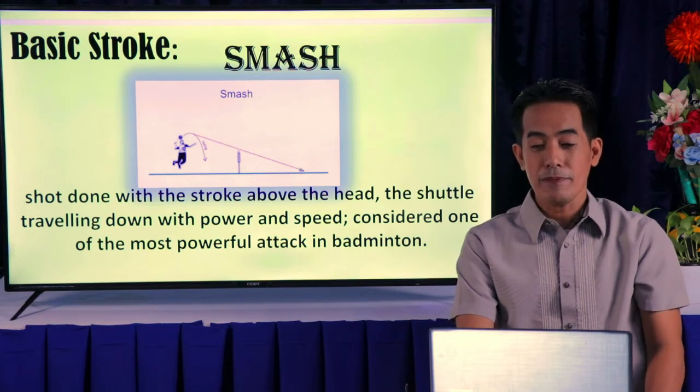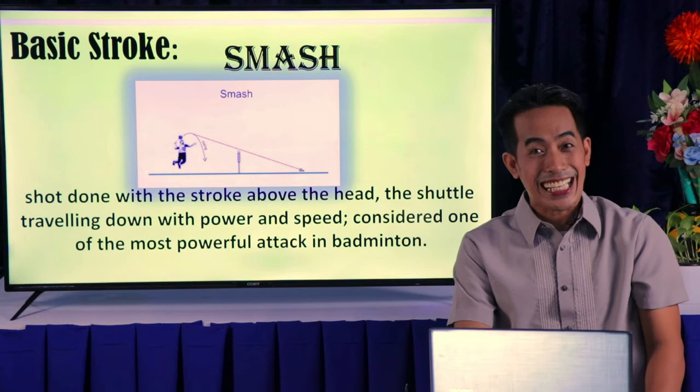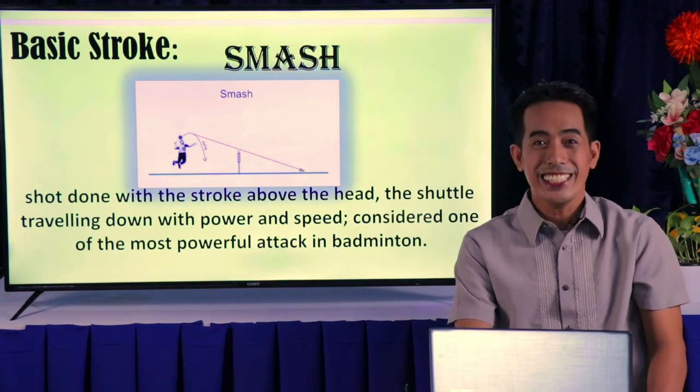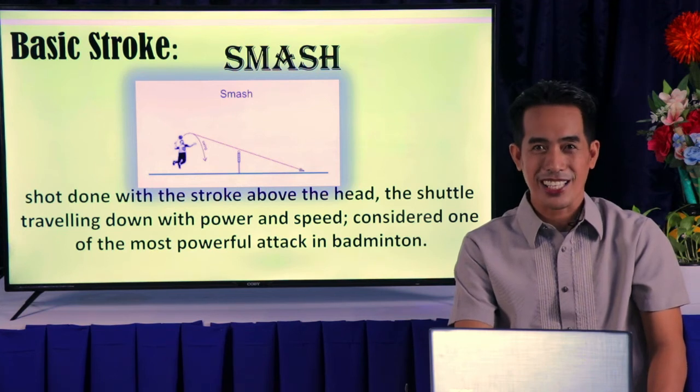Those are the basic strokes in badminton. The clear, the lob, drop, net shot, drive, and smash. At this point, let us try to understand the basic concept of the game.